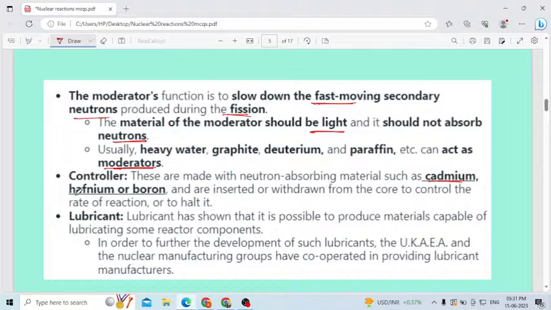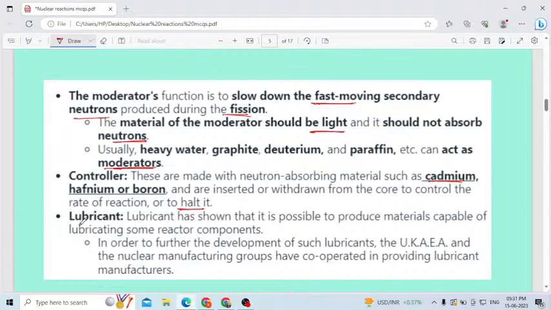Remember the controller. Okay. They are inserted or withdrawn from the core to control the rate of reaction or to halt it. Even using the controller, you can stop the fission reaction. Even you can control it. Understood?